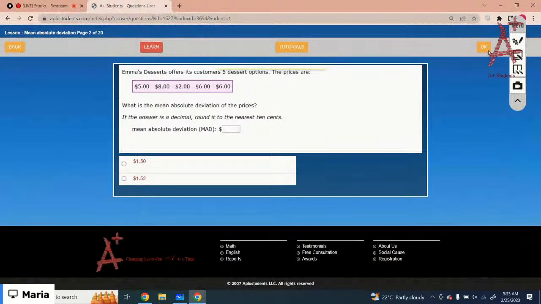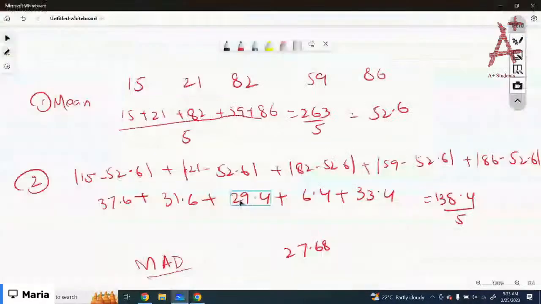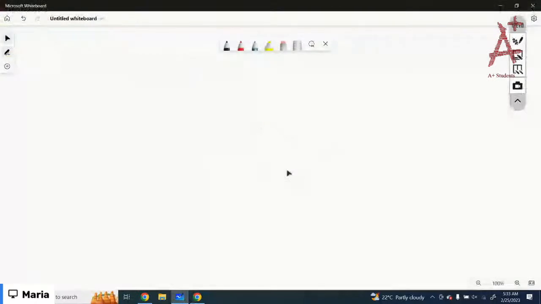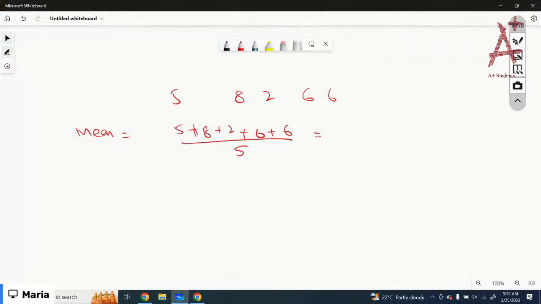The next one, the values are 5, 8, 2, 6, 6. Let's calculate the mean. Just add them. 5 plus 8 plus 2 plus 6 plus 6 divided by 5. Got it? So it is 27, and 27 divided by 5 is 5.4. Got it? Okay, now let's do the second step.